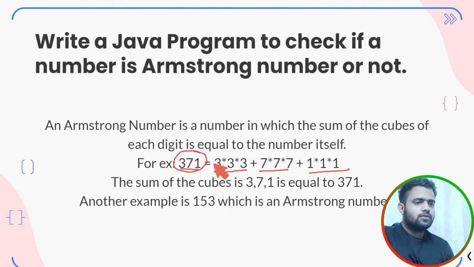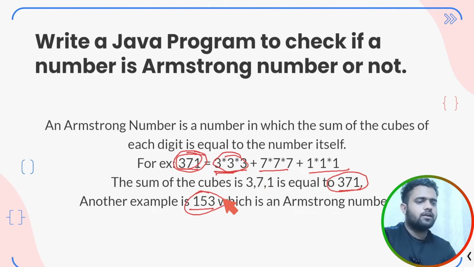Each digit we have to raise to the power of 3, I mean the cube of each digit, and the sum of all the digit cubes will be equal to the same number. So if you take 371 as an example, then 3 cube plus 7 cube plus 1 cube, if you sum all of them, we'll get 371. The same goes for 153. 153 is also an Armstrong number.